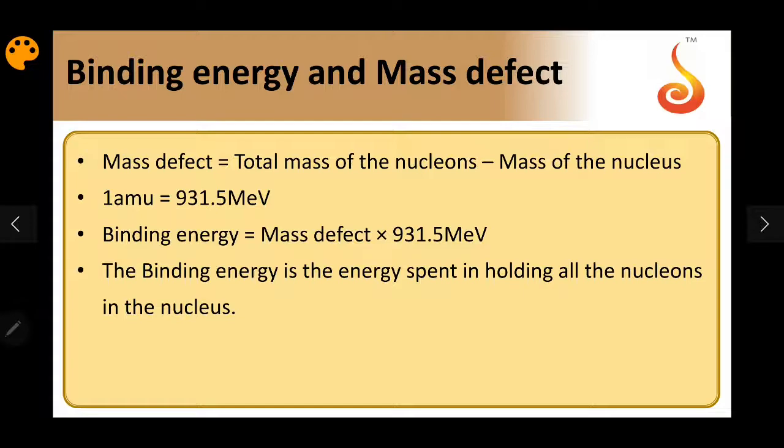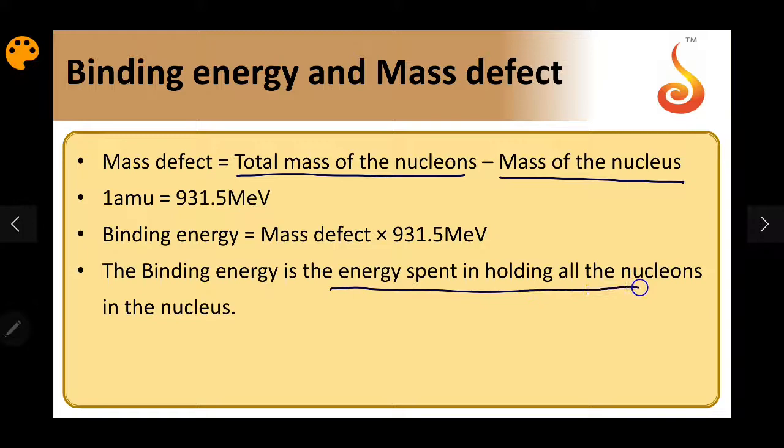So whatever the mass defect, the total mass of the nucleons minus actual mass of the nucleus will give you mass defect. This mass defect has converted into energy, and that particular energy is used to hold all the nucleons together in the nucleus. In conversion, 1 AMU is equal to 931.5 mega electron volts. So whatever the defect in the mass, if I multiply by that 931.5 MeV, I can get the total binding energy of the entire nucleus.